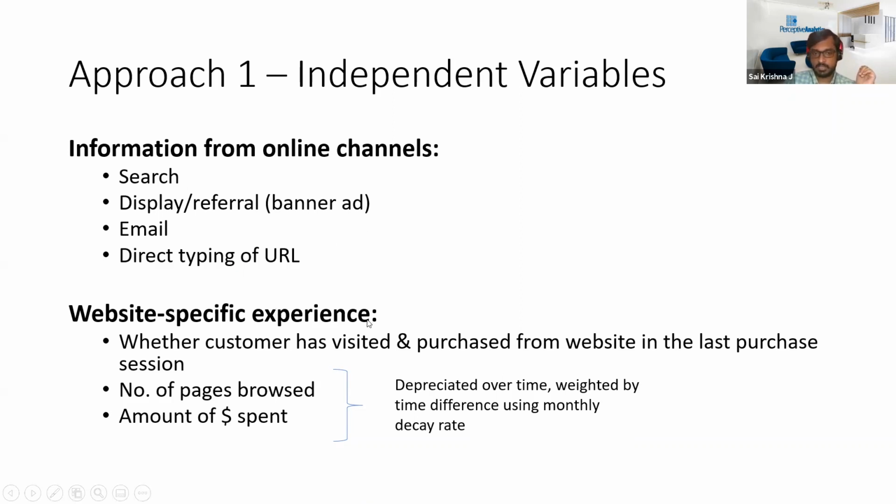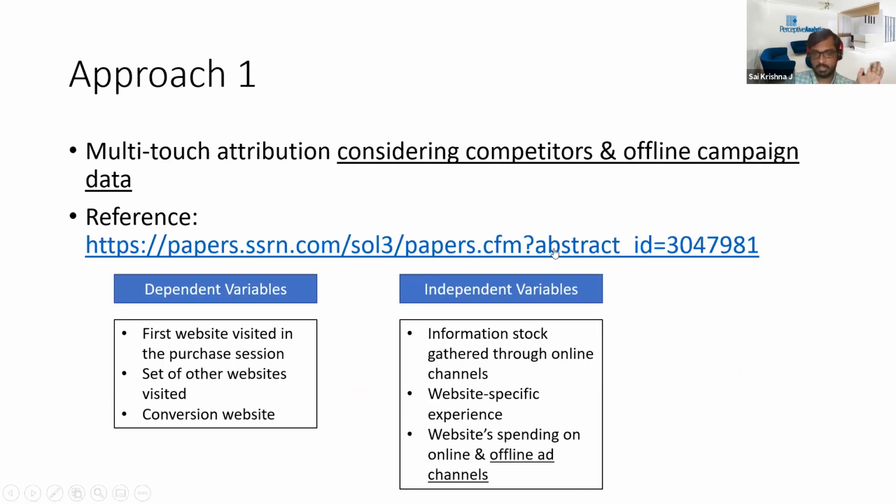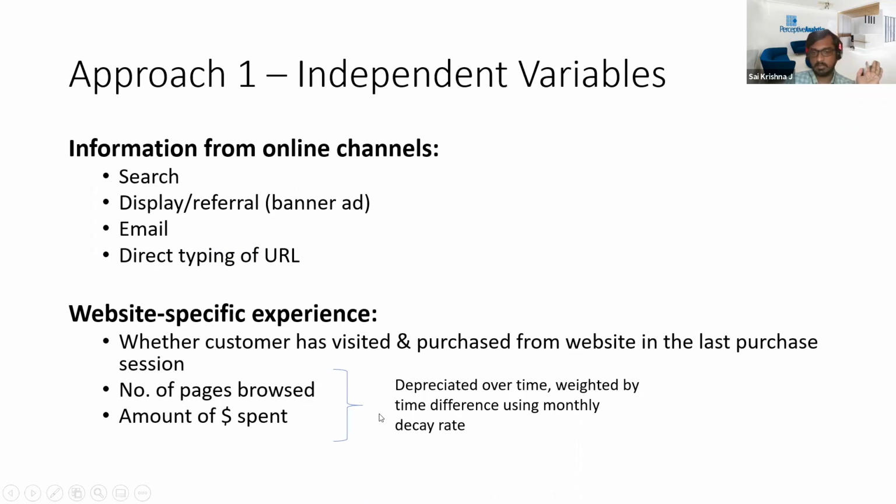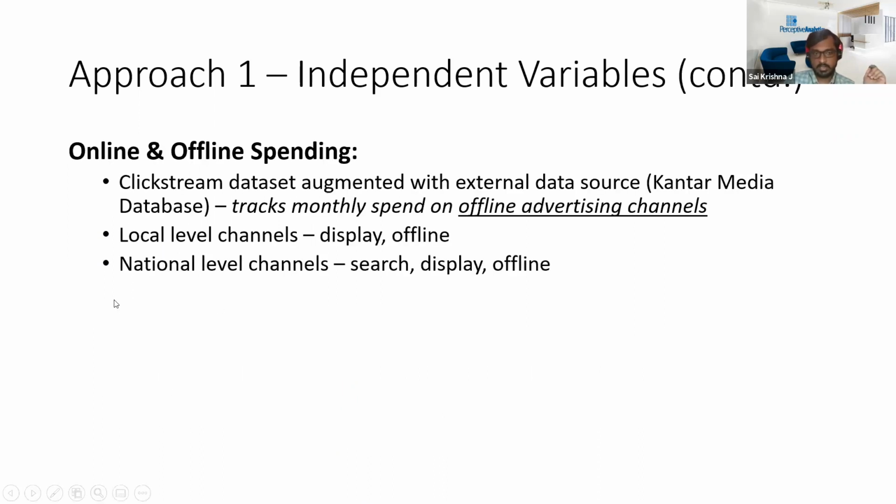And then website specific experience, like I told you: whether the customer visited and purchased from the website in the last session, number of pages browsed, amount of money spent, and so on. They do apply some sort of feature engineering on this data. So this is depreciated over time, weighted by time difference using a monthly decay rate. These are details mentioned in that paper that I was talking about, and this is a feature engineering technique which they have used possibly to improve the accuracy of the model. And then online and offline spending.